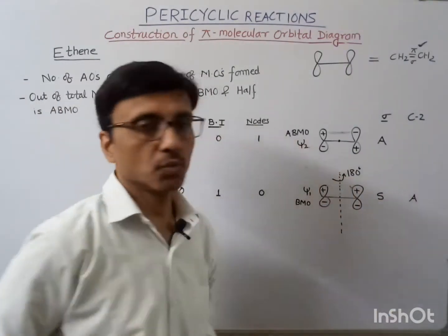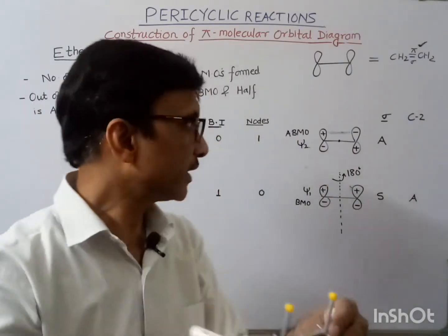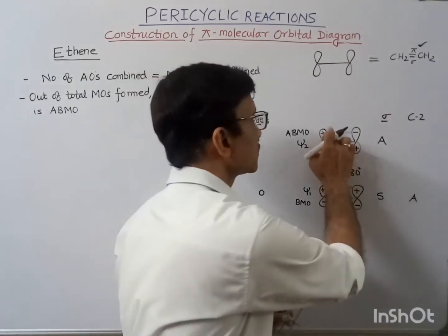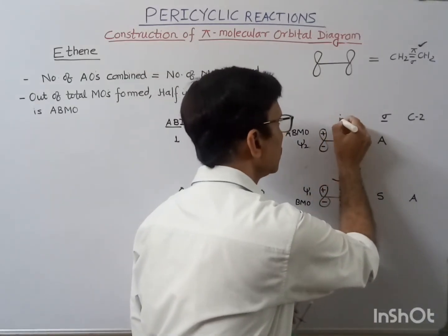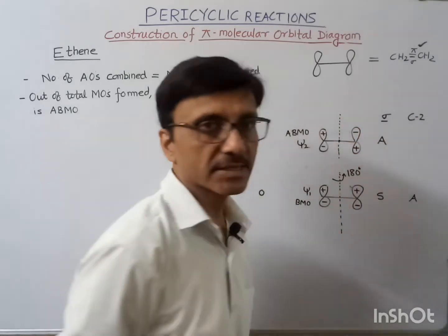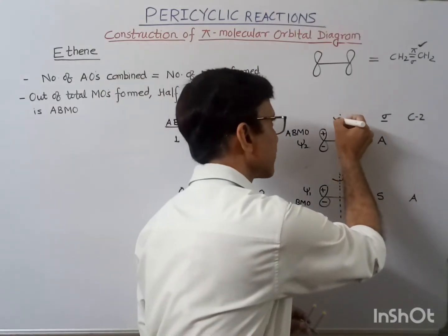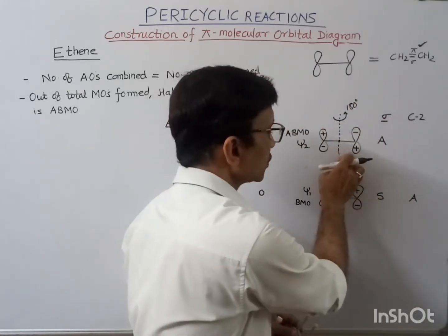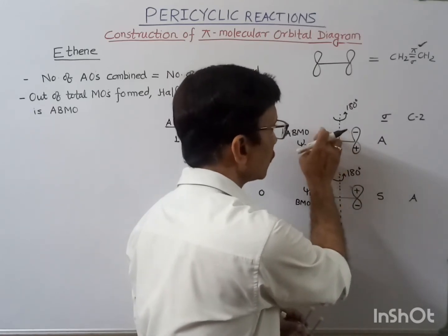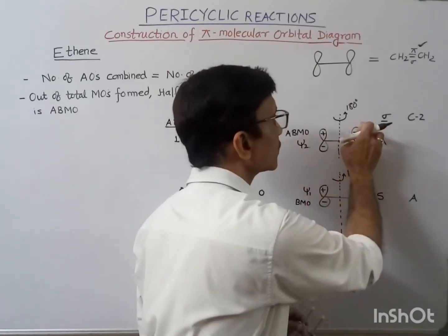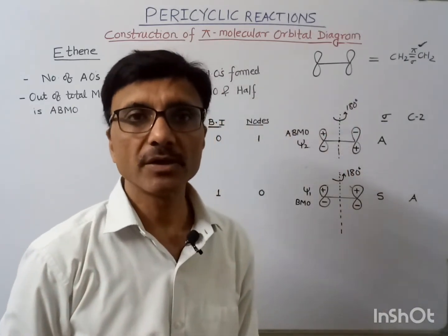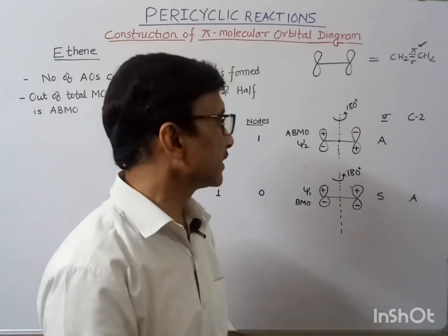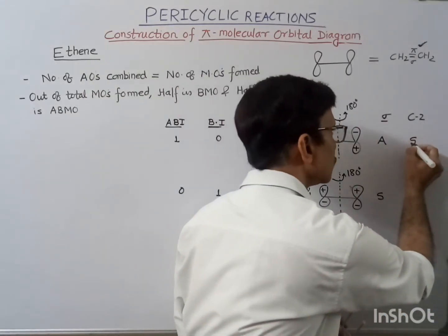Now if you see psi 2, then whether this psi 2 is symmetric with respect to C2 or not, for this, suppose I have an axis, and through this axis I rotate this by 180 degrees. After rotation, what will you find? You will see that this plus will go over this plus, and minus will go over this minus. It means we are getting the same molecular orbital after rotating by 180 degrees. That's why this is symmetric with respect to C2.